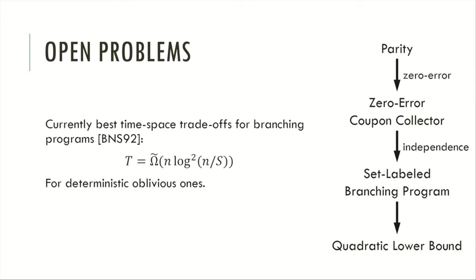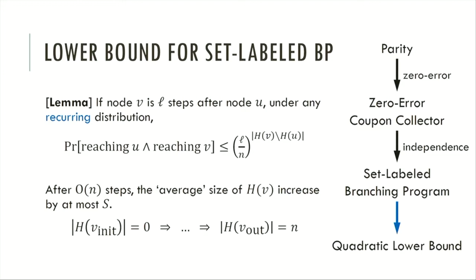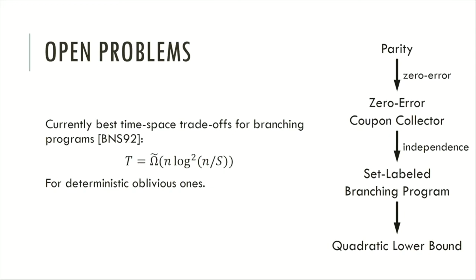Now is the time to talk about why we care about the recurring distribution, because the independent distribution would be more natural. The reason is that it is closely related to the lower bounds for oblivious branching programs. The current best lower bound for time-space trade-offs of branching programs is just a little bit better than trivial, and it dates back almost 30 years ago by Babai, Nisan, and Szegedy.